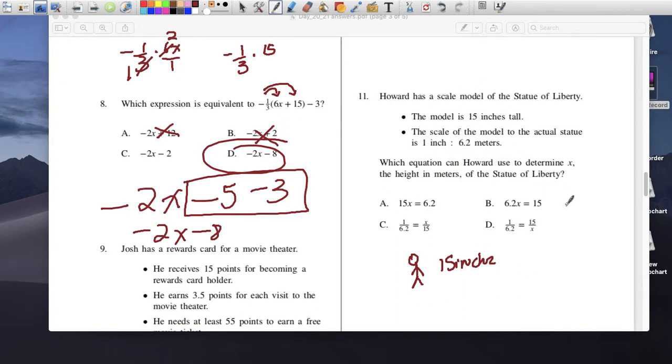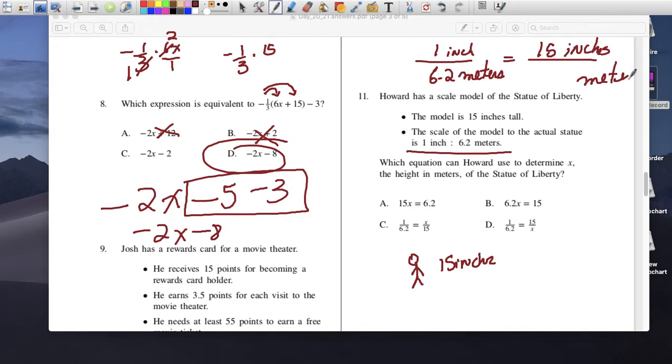Well, you would have to set a proportion, so you can write a proportion in this manner. This is our ratio. 1 inch in my toy Statue of Liberty represents 6.2 meters in real life. Now, if my toy Statue of Liberty is 15 inches tall, right? Always have units side to side the same, and here I'm going to put meters. If my little toy here is 15 inches tall, how many meters would that be in real life? And that's how we would set up our proportion.